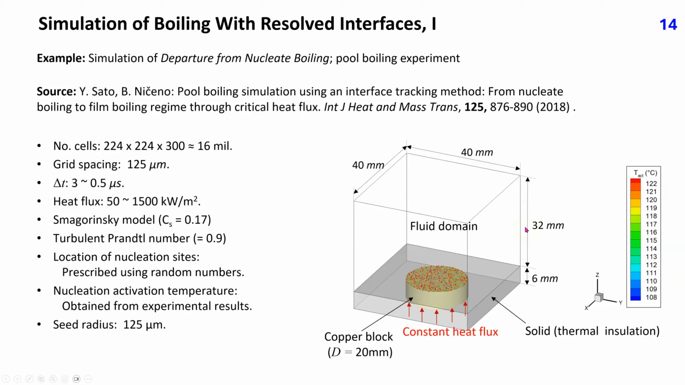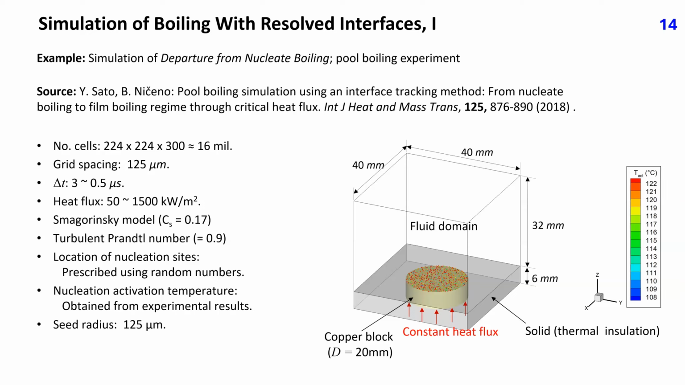The computational grid has 224 by 224 by 300, roughly 16 million cells, with a grid spacing in vertical direction of 125 micrometers. The time step delta t was between 3 and 0.5 microseconds. The heat flux applied at the bottom of the copper block varied between 50 and 1500 kilowatt per square meter. The energy equation is solved simultaneously in both solid and liquid regions, a conjugate heat transfer analysis. A Smagorinsky model with the constant CS set to 0.17 was used.